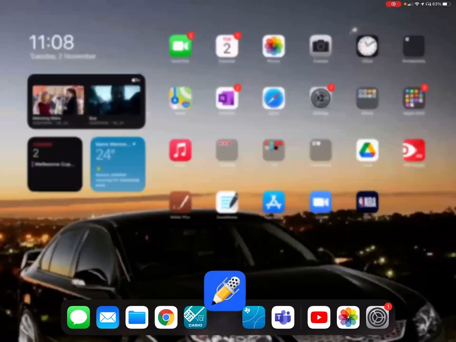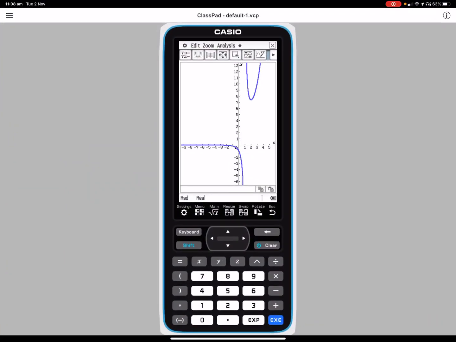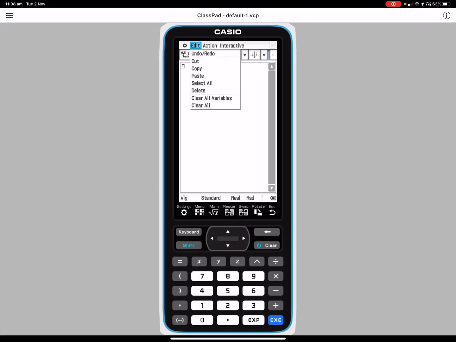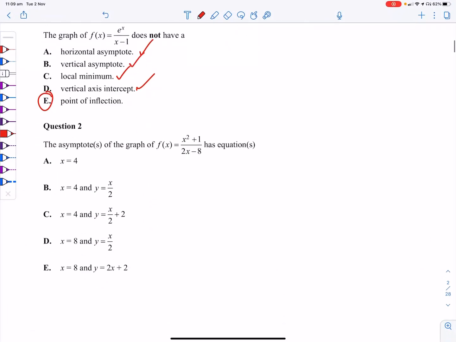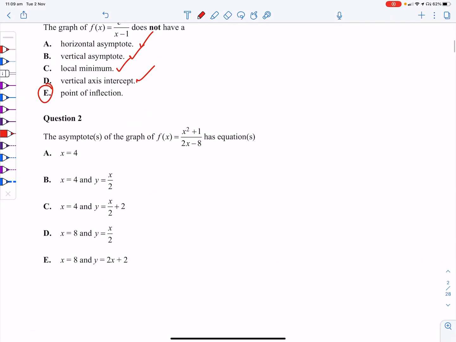Must be point of inflection. But we can test. We can put e to the x on x minus 1, double diff it, and see if it ever equals 0. No solution, so that makes sense that it has no points of inflection.